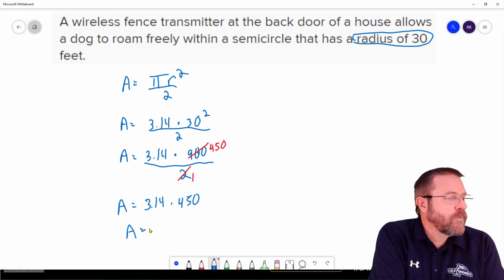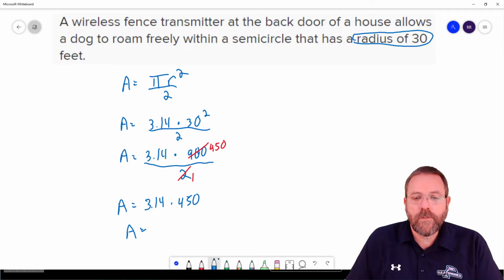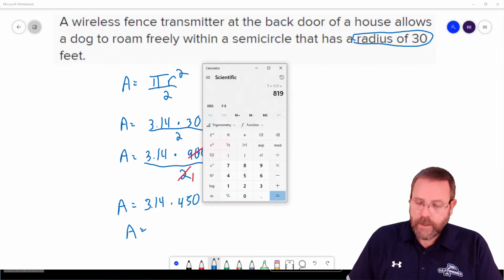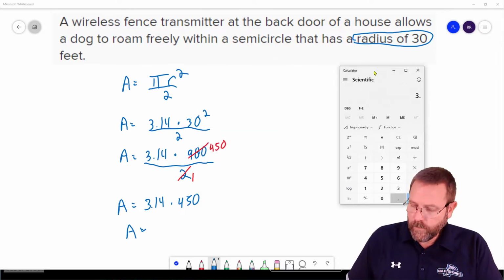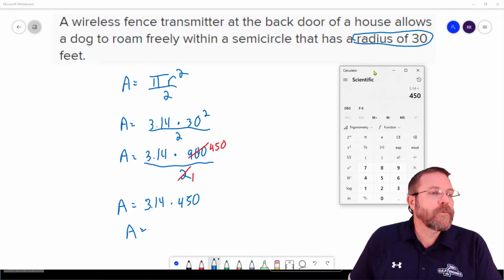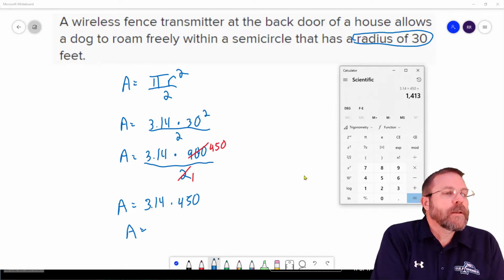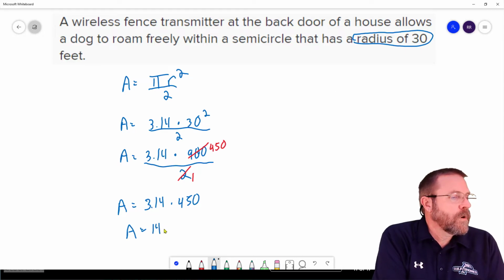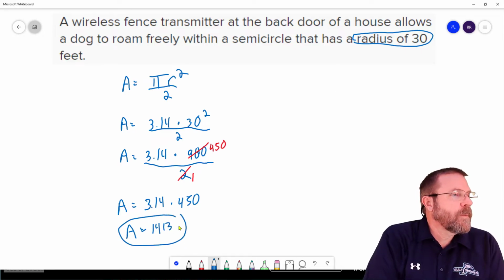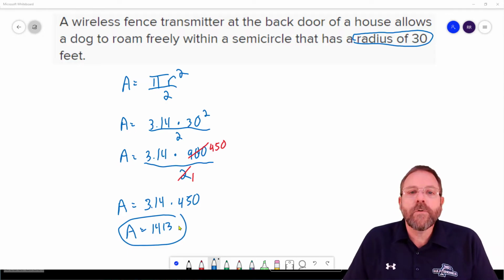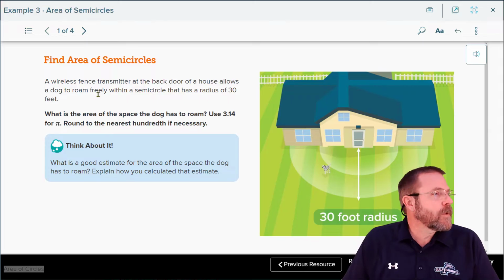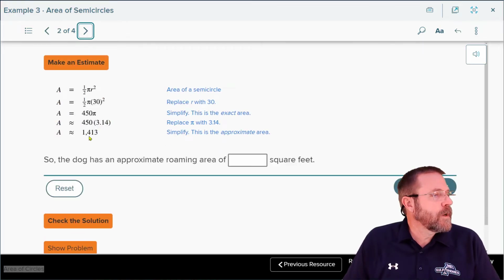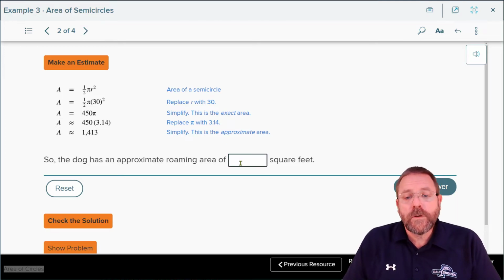Now, like I've told you before, I am going to allow you to use a calculator on this lesson. So I'm going to take 3.14 times 450, and when I do that, I get 1,413. So that puppy dog is going to get to roam a total of 1,413 square feet in the backyard of that house. Now, if you take a look right here, that's the exact answer they came up with. You can type that number in here if you want to, if it makes you feel happy. I'm not going to waste time doing that.